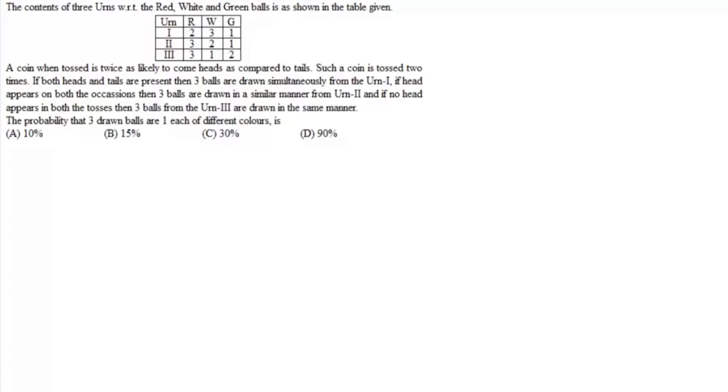Now the question is, there are 3 urns, red, white and green, containing as many red, white and green balls. It says a coin when tossed is twice as likely to come heads as compared to tails. So on this coin, probability of head is 2 times probability of tails. Now the sum of the 2 probabilities is 1. So clearly probability of getting tails is 1 by 3, and probability of getting heads is 2 by 3.